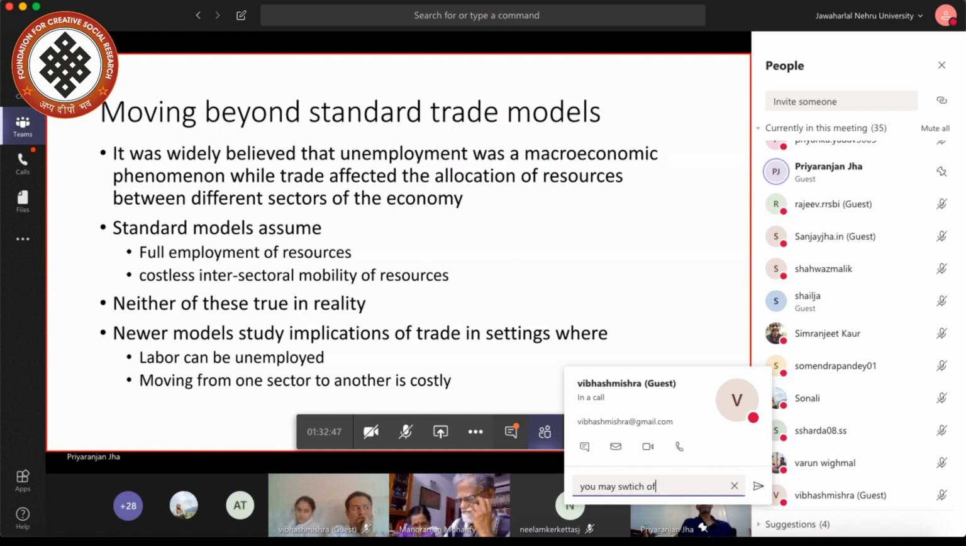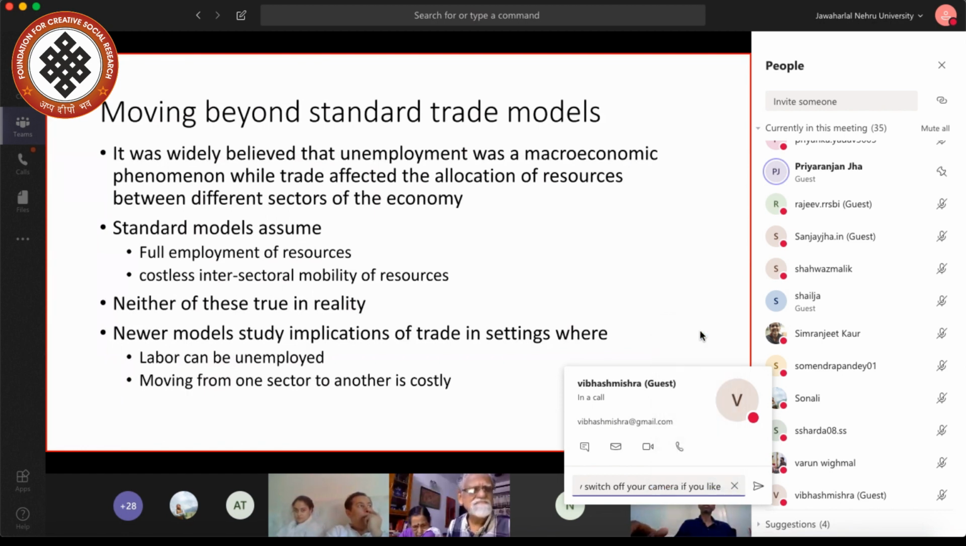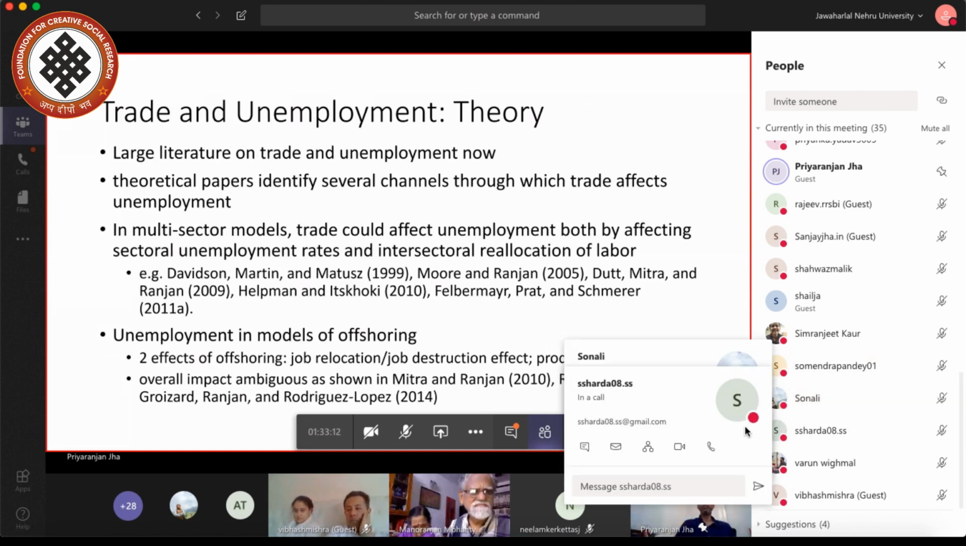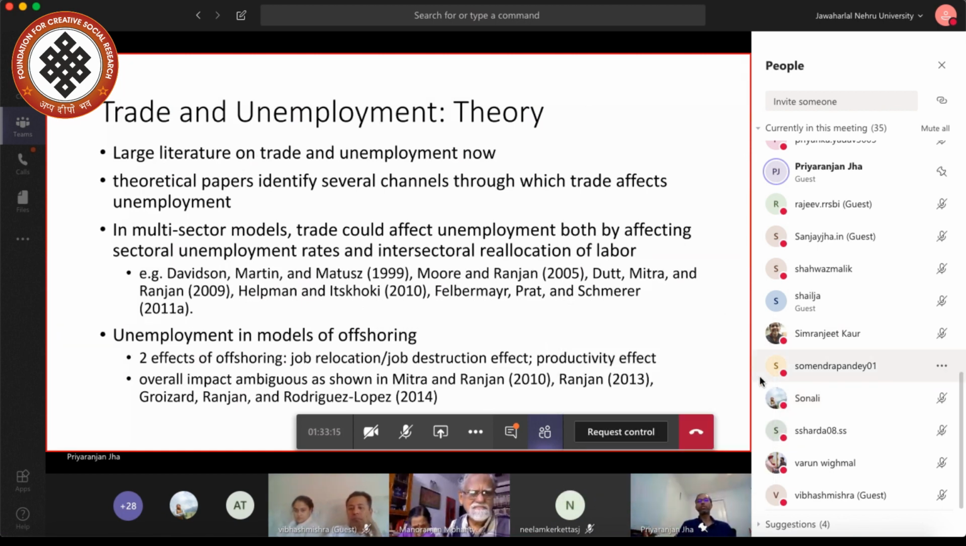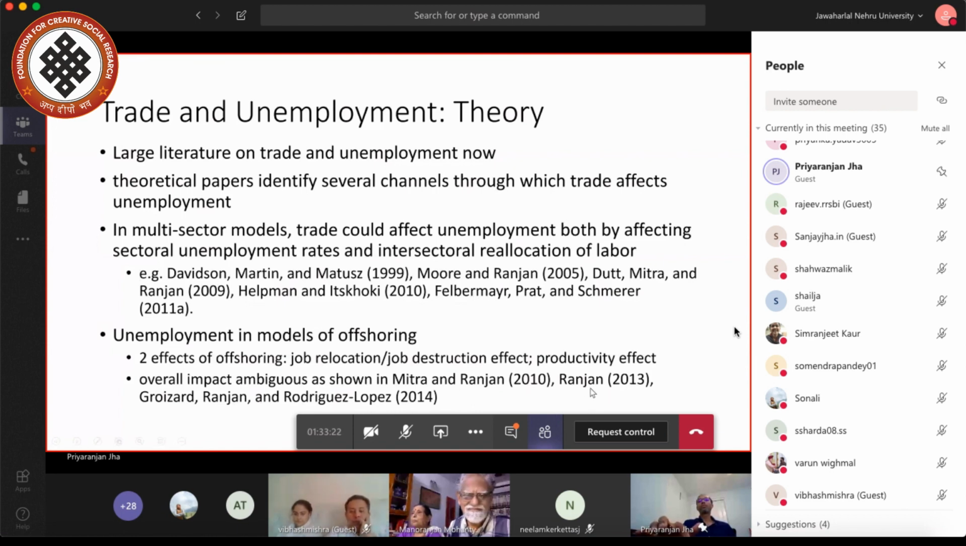In reality, you have unemployment in the economy, and these workers could be unemployed in the interim, or it could be very costly for them to move from Pittsburgh to Seattle, and so on. So newer models of trade incorporate these issues. That is, the movement of labor from one sector to another is costly, and labor can be unemployed. And I have contributed a lot to this literature. So whenever you see a Ranjan there, I'm an author or co-author on this paper.